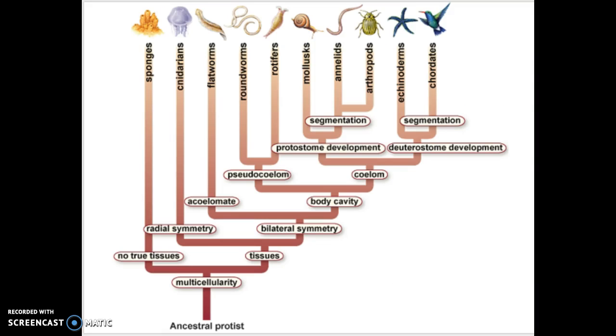Here we have a cladogram of the different animal groups, taking a look at the number of adaptations that would have had to happen in order to get the several different animal groups that we have. The simpler animals of the sponges, cnidarians, flatworms, roundworms, rotifers, they have very simple body plans. Once you get into the mollusks and the annelids, arthropods, echinoderms, and the chordates, then you start to develop some more complex body plans.